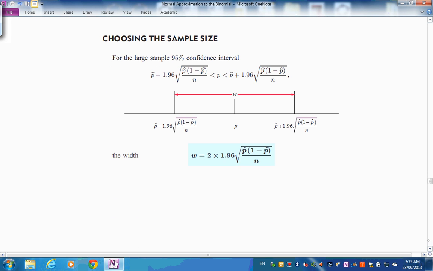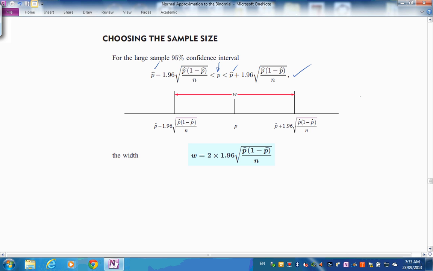Let's do it. You knew it was coming. Choosing the sample size. So you're setting out to estimate a proportion of people voting for somebody or something like that. Then here's our confidence interval. The actual population proportion is trapped between sample proportion minus 1.96 sigma and plus 1.96 sigma.